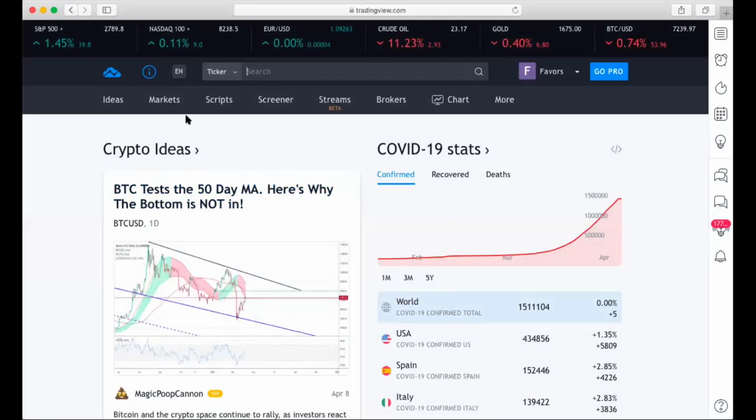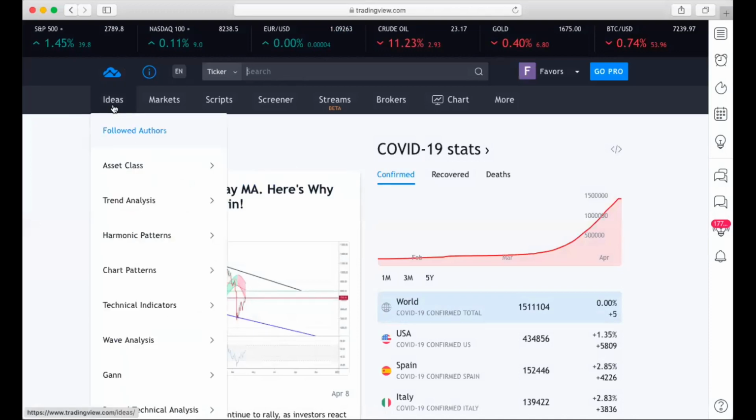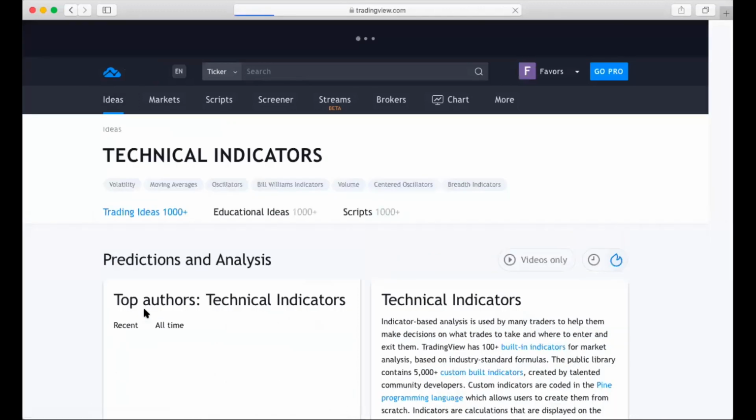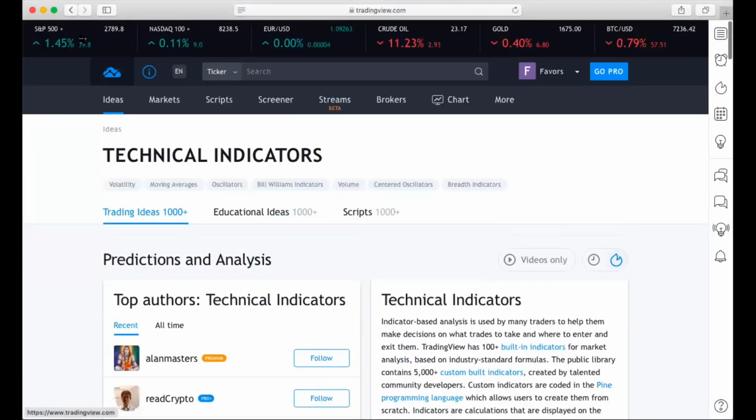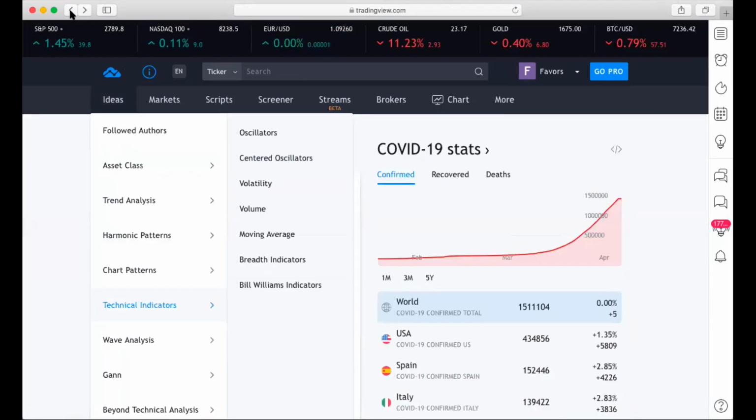Now, I want you to pay attention because they have ideas here for you. Assets, trend analysis, harmonic patterns, chart patterns, technical indicators. Just to show you a few, they give you some advice and they share a little bit about what those mean. So there's a wealth of information just on this website right here, guys. And it's all for free, okay?